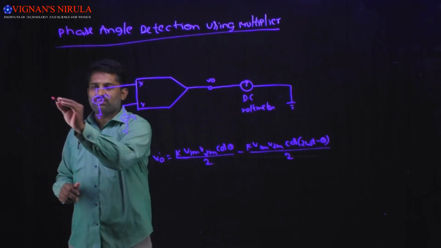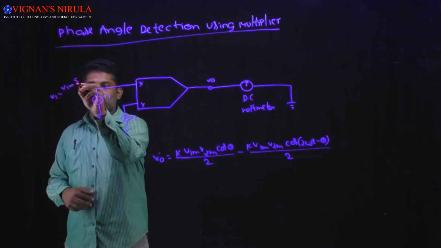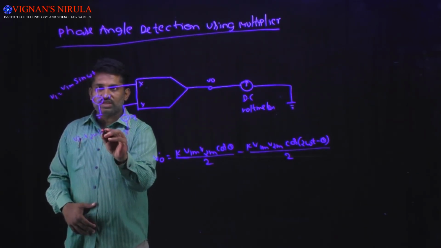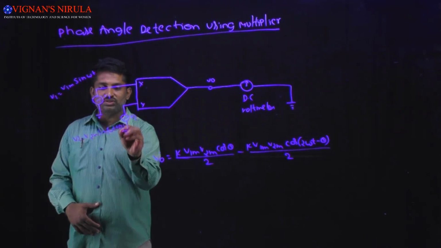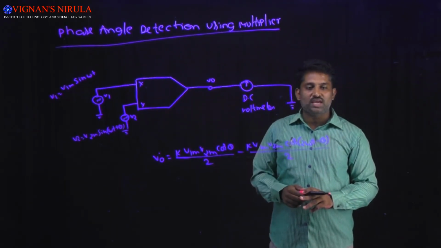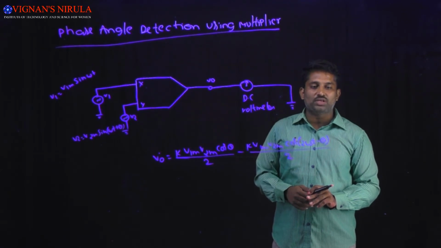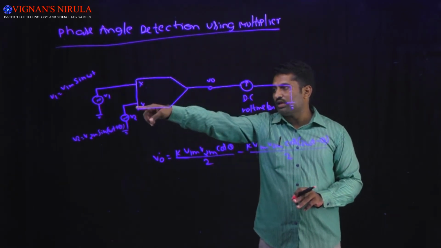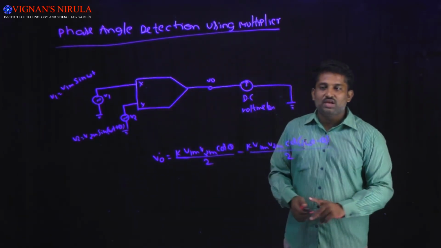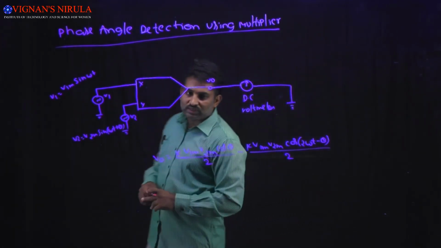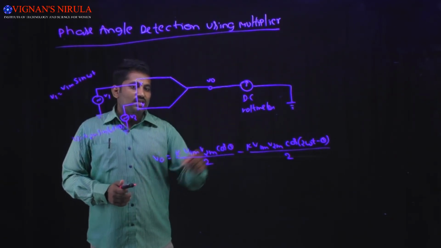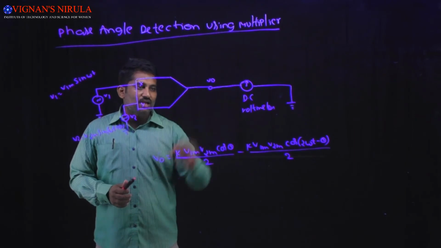V1 will be applied as V1m sin omega t and V2 will be applied as V2m sin(omega t plus theta). Both input signals have the same frequency, but they have different amplitudes and phase angle. If you apply both inputs to the multiplier, we will get the output voltage like this, and the DC voltmeter responds to the DC term only. It will not respond to the AC term.